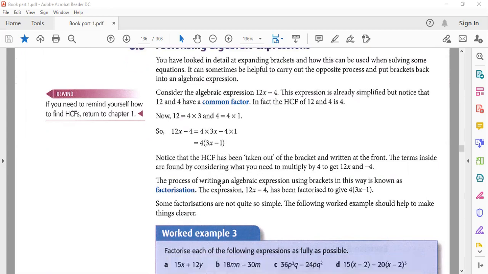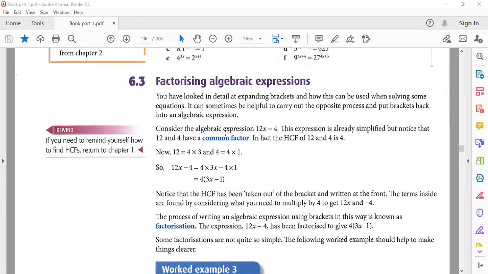Now here you can see the common factor. Let's suppose consider the algebraic expression 12x minus 4. That is your expression. This expression is already simplified, but notice that 12 and 4 have a common factor. Which thing is common? 12 and 4, that is 4. Means you just take a common from these 4 and 12.